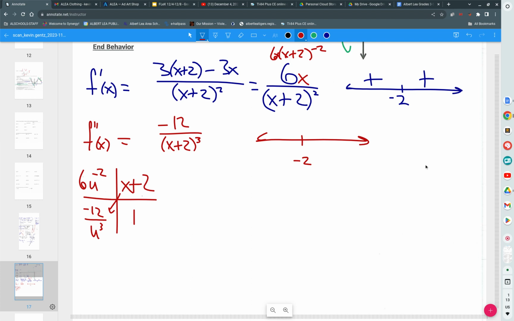Hattie, what number would you like to test to the left? -3. If we test negative 3, we get negative 3 plus 2 is negative 1. Cubed is negative 1. A negative divided by a negative is a positive.